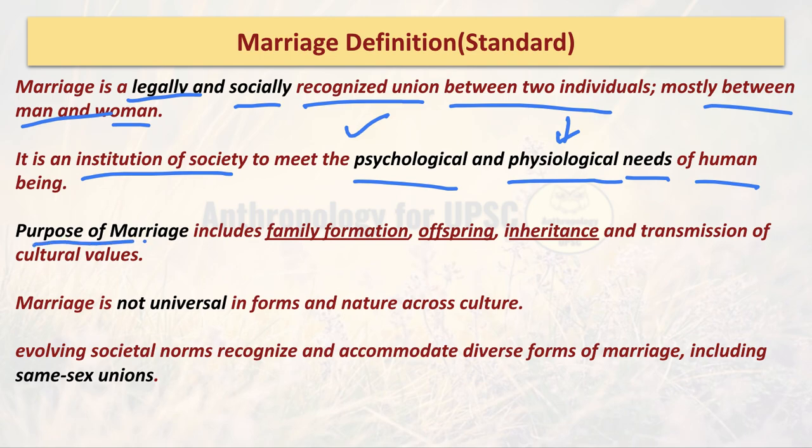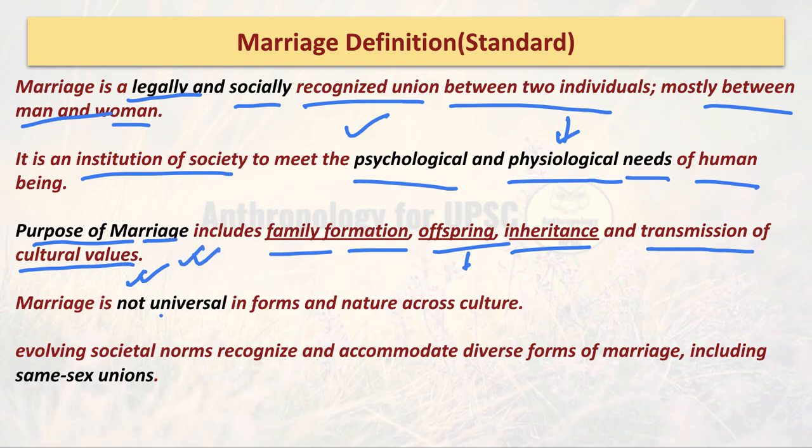There is some purpose of marriage, and it has a few components. The first component is family formation. Marriage is a key element for family formation. The second is offspring. Getting a child is the second component of the purpose of marriage. The third is inheritance; transfer of inheritance is one of the components. And the fourth is very important, which is the transmission of cultural values. So these four are the purposes of marriage. You should keep this in mind.